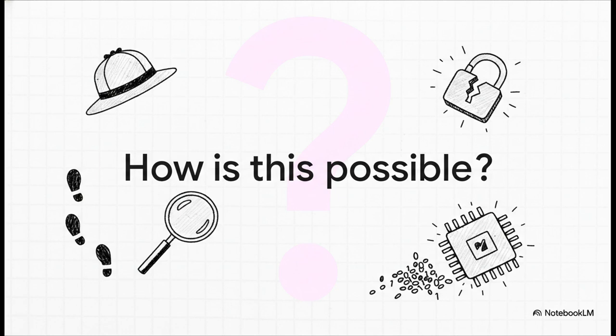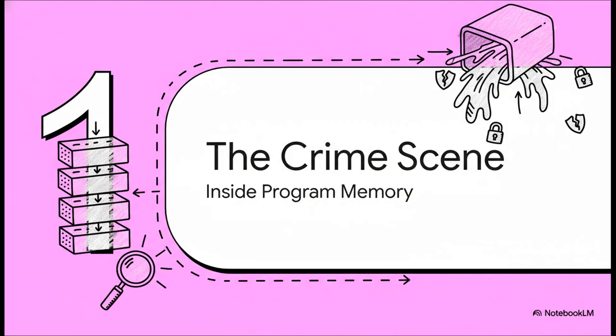To figure this out, we need to basically become digital detectives. We're going to investigate the scene of the crime, which in this case is the program's own memory. All right, so our investigation starts deep inside the program's memory. We're heading to a very specific place, a kind of temporary workspace that every function uses to get its job done. This place is called the stack.